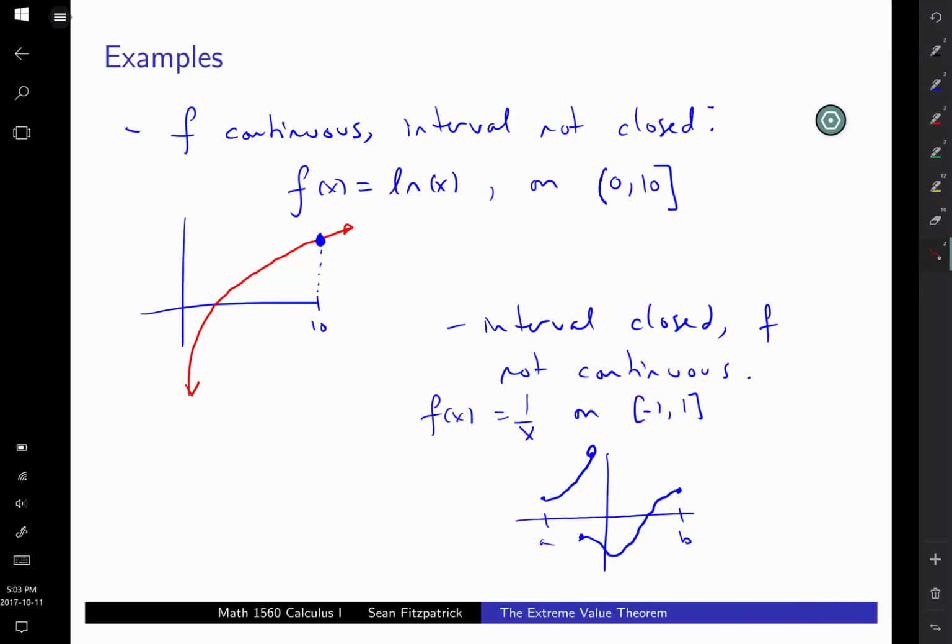So I'm not guaranteed existence of these values if either of these two assumptions, either the continuity of the function or the closed interval, fails. If I don't have one of these, I might still have a max and a min, but I might not. There's no guarantee. So in the cases where these values do exist, in the next couple of videos, we'll see how to go about finding them.